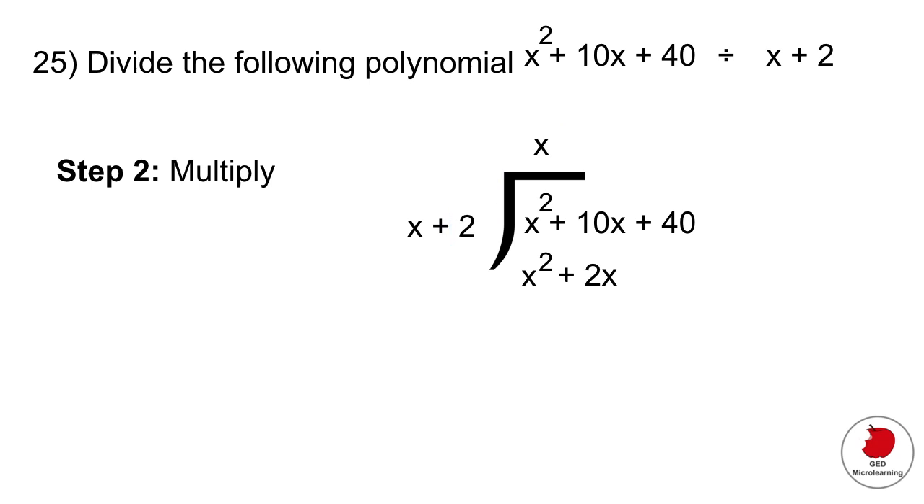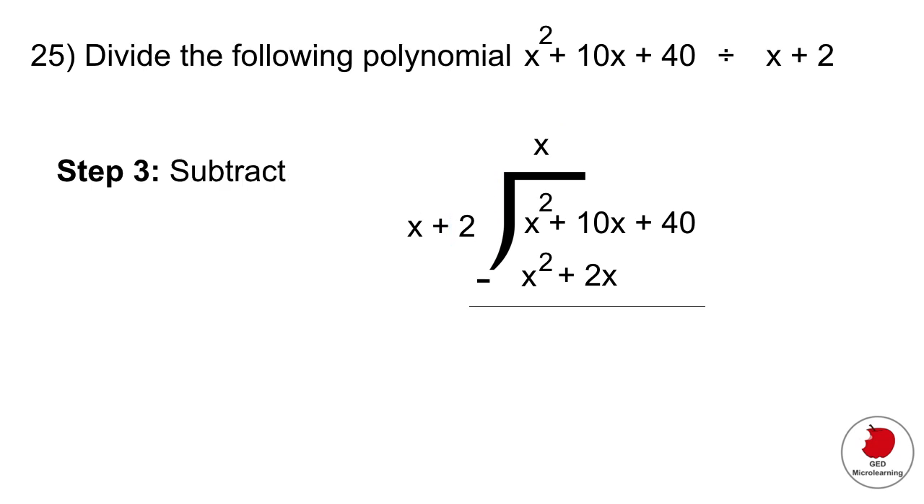Step 3 is going to be subtract. So you're going to take those numbers that you found and you're going to subtract them from the value above. So x squared minus x squared is 0, and 10x minus 2x is 8x. And now what you have to do next is bring that 40 down. Okay, so now you have 8x plus 40.